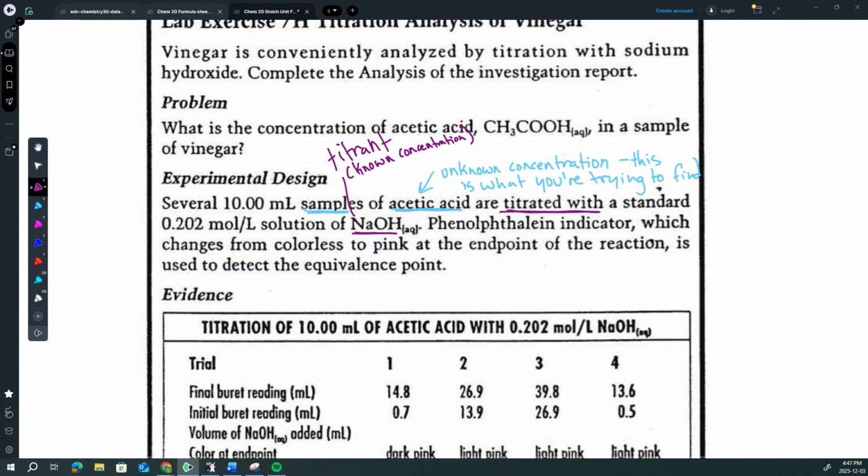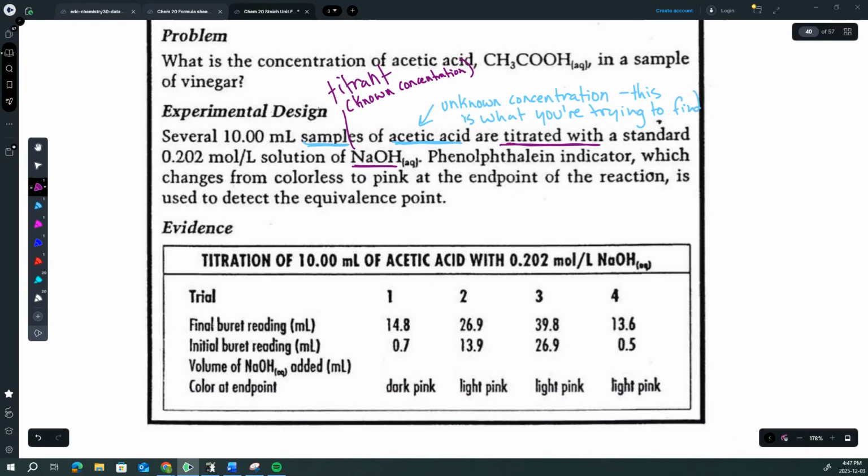All right, so part of the trick of these questions is being able to figure out what your titrant is, so what you know the concentration of, as well as the volume of it. And you also need to be able to tell that apart from your samples, which you don't know the concentration of, but you will typically know how much volume you are using of your sample. Okay, so we'll come back to that later. Phenolphthalein was our indicator, which changes from colorless to pink at the end point of the reaction, and it's used to detect the equivalence point.